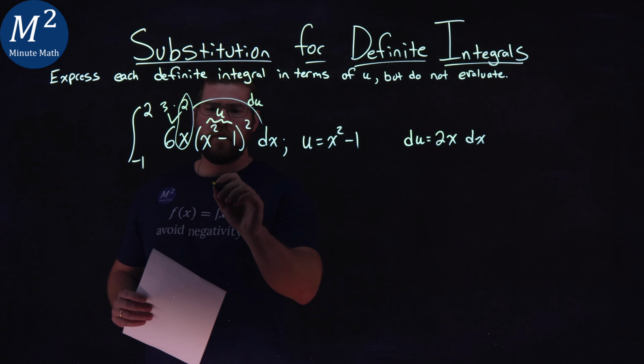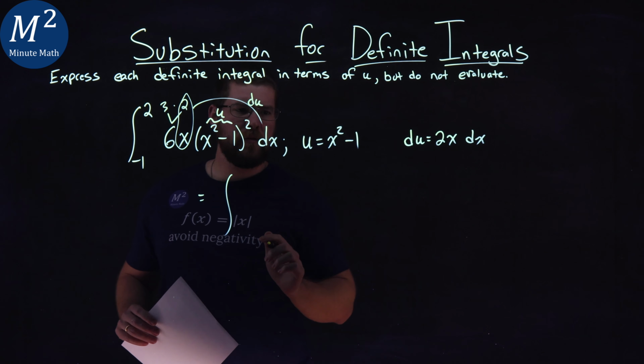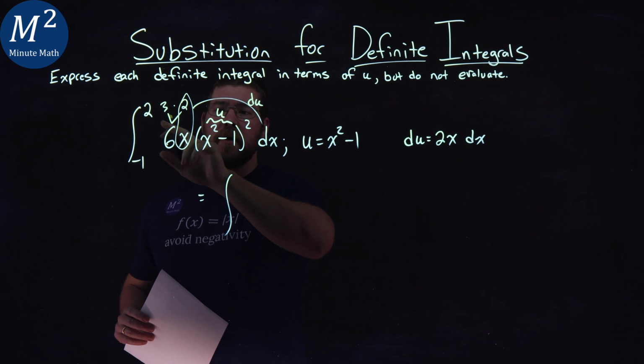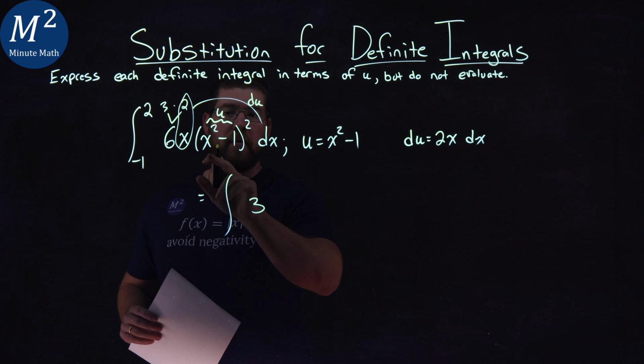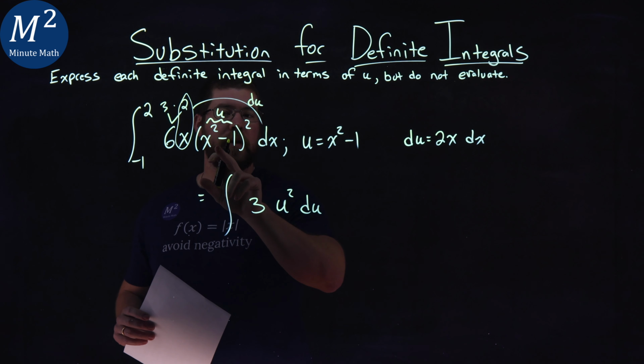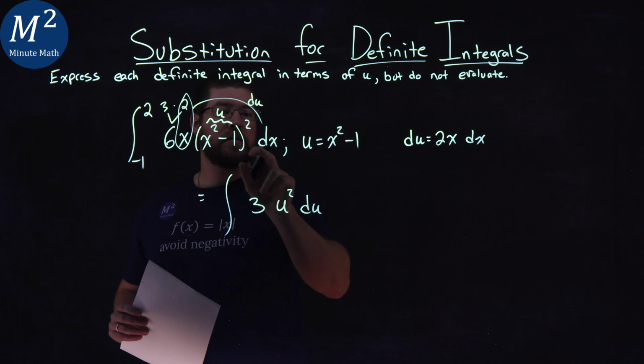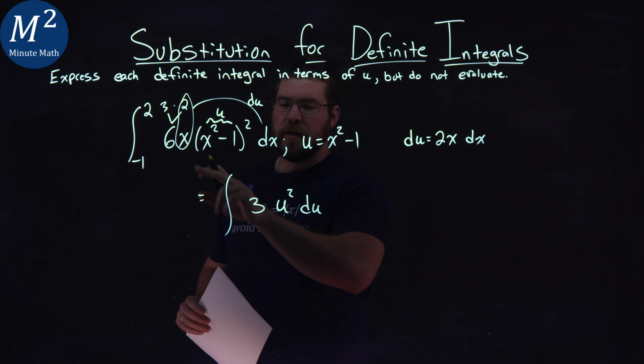All right, so let's go write this integral in terms of u. I'm not going to put my bounds yet. So we have a 3 out front. Then we have the u squared, and then the du right there, right? U is right here, squared, and then the du is that 2x dx. And the 3 just comes down.